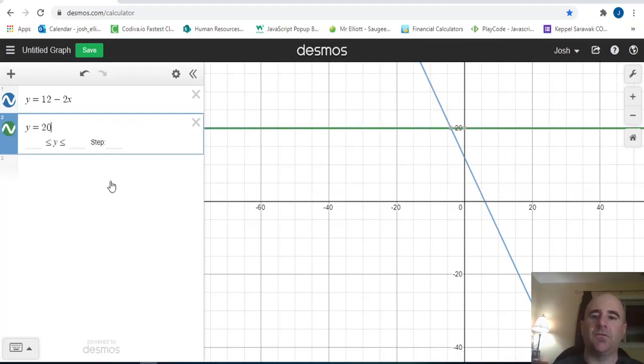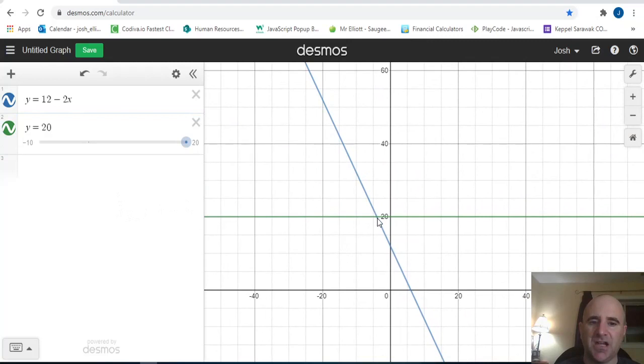Now we were looking for when is 12 minus 2x greater than 20? And if we look at where these graphs intersect, sure enough, that's at the point negative 4. We can see that the blue line is higher than the green line when x is less than negative 4. And so the solution is visible on the graph here, anything less than negative 4.